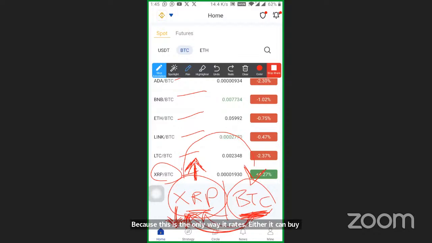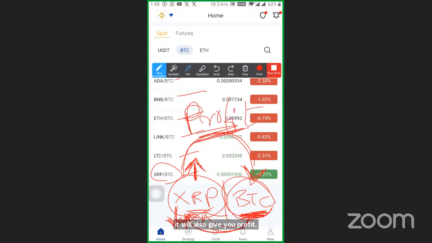So when you are in profit, it will sell XRP and give you back your BTC, but it will not give you the same quantity of BTC because it will also give you profit. So the profit here you make is also in form of BTC. You will not earn a profit in form of USDT, but your profit will also be in form of BTC. So every time it sells for you, it gives you some more BTC.